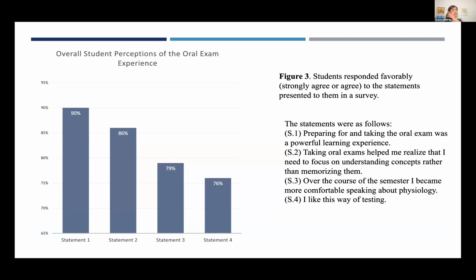So here are the overall student responses. They thought that preparing for and taking the oral exam was a powerful learning experience. 90% of them thought that. Taking oral exams helped them to focus on understanding and not just memorizing. That was 86%. 79% of them said over the course of time, they became more comfortable with talking physiology. And 76% said they like this way of testing. Only 76. I mean, the other 24 were like, okay, this is hard.